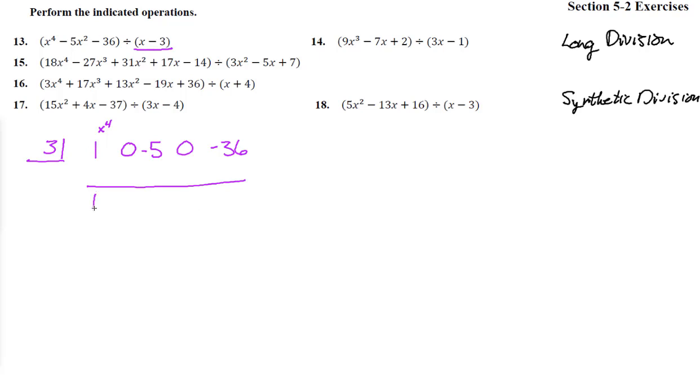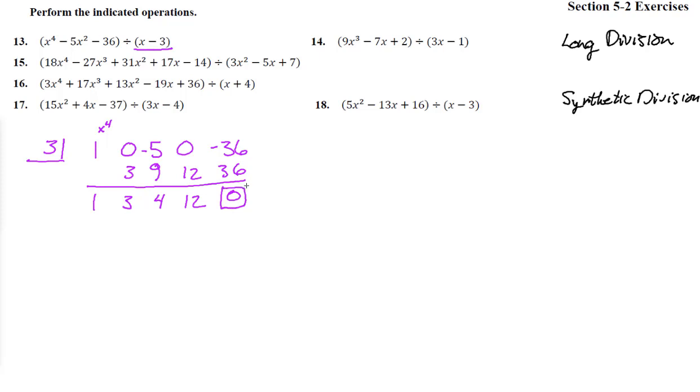1 comes straight down. 3 times 1 is 3. 0 plus 3 is 3. 3 times 3 is 9. Negative 5 plus 9 is 4. 3 times 4 is 12. 0 plus 12 is 12. 3 times 12 is 36. Oh, look at that. Negative 36 plus 36 is a 0.